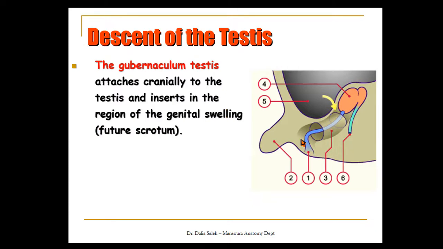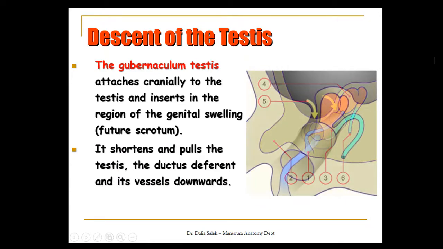Another factor that helps in the descent of the testis is the presence of a ligament called the gubernaculum testis. This blue line here is the gubernaculum testis. It is attached cranially to the testis and inserts into the region of the genital swelling or the future scrotum. So it has two ends. One is attached to the bottom of the genital swelling, which will form the scrotum. The other end is attached to the lower pole of the testis.